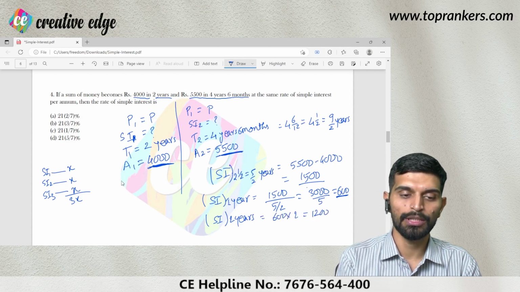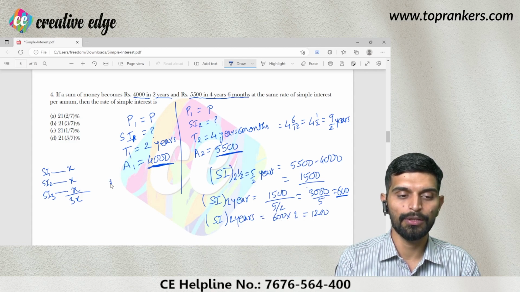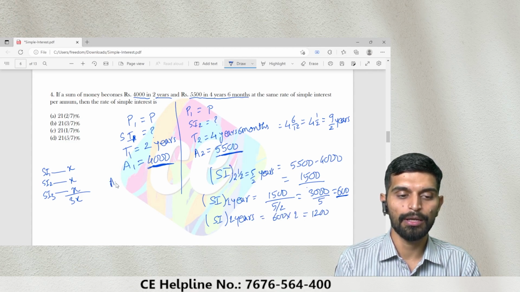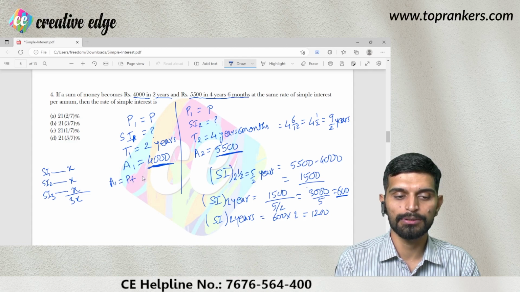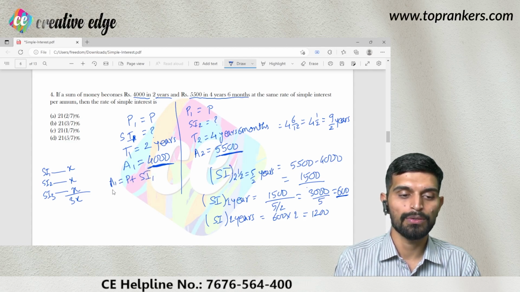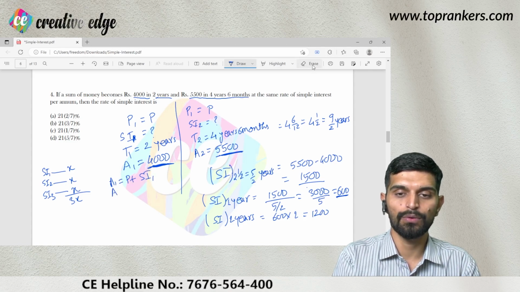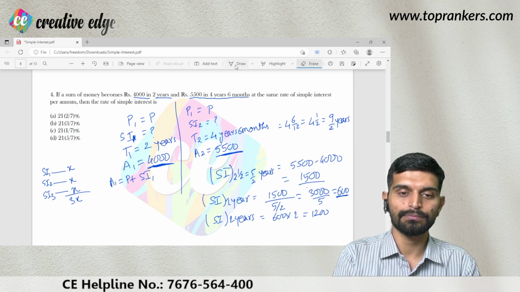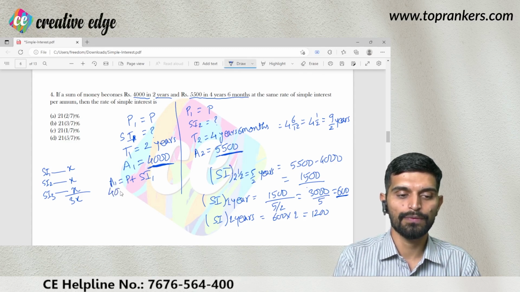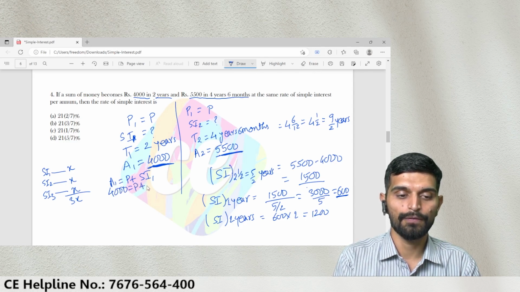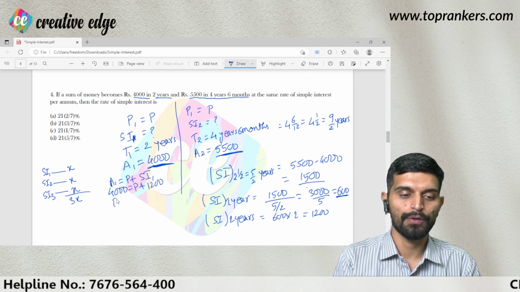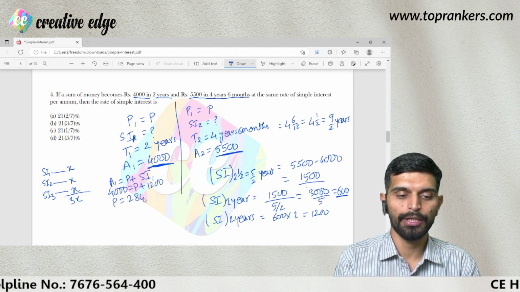So substituting that value here, we can determine the value of principal. Amount 1 is equal to principal plus SI1. Amount 1 is 4,000. Principal we need to determine. SI1 is 1,200. So from here we have principal as 2,800.